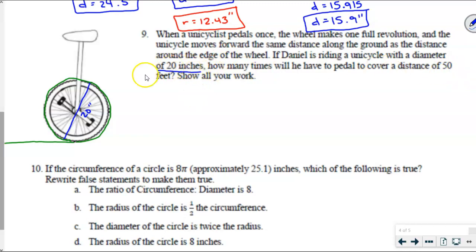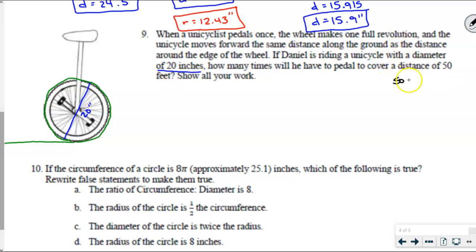Good. That's exactly right. Even though it's not necessary right now in the problem, taking care of and addressing the units is a really, really good step to take. This is given to us in inches, and the final question is asking about 50 feet. That's going to be an issue. So first, we probably should do something about that 50 feet.